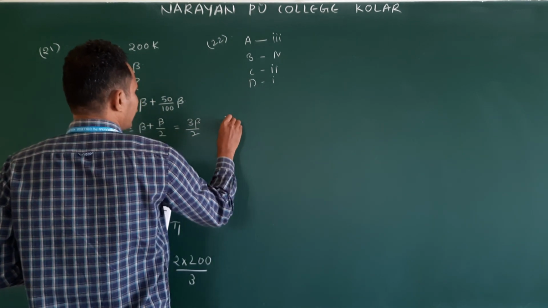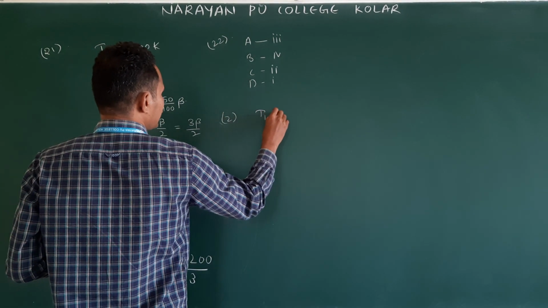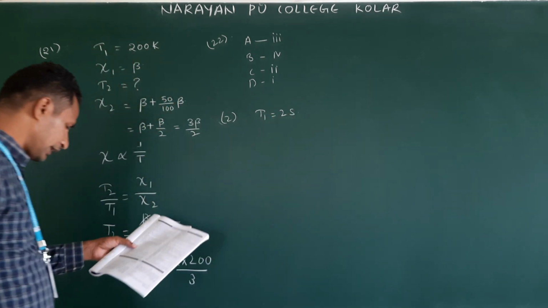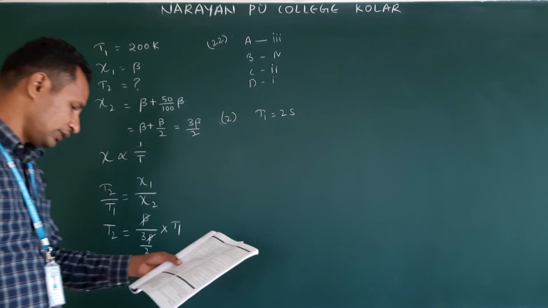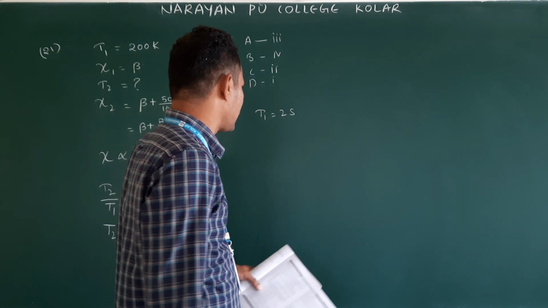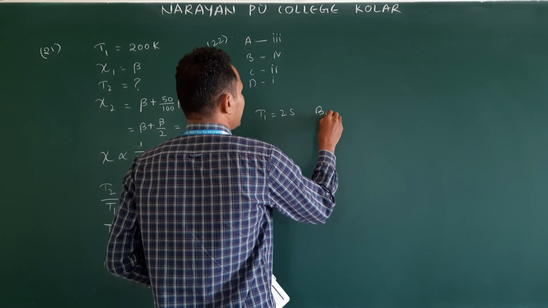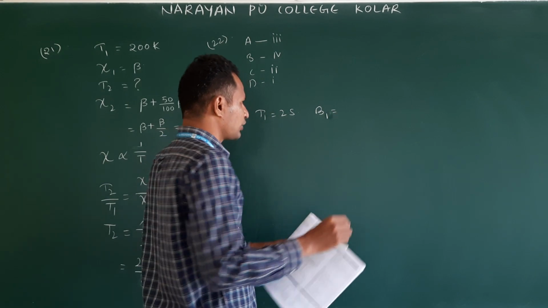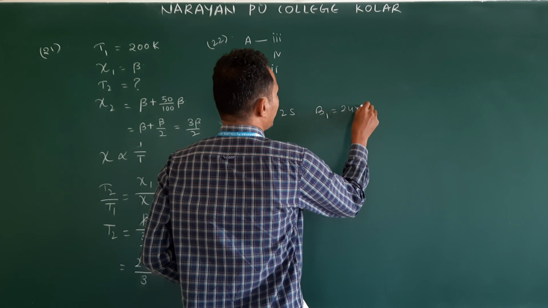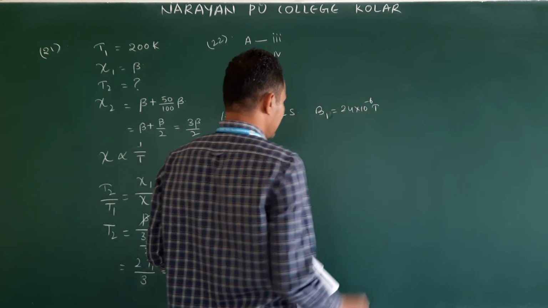Time period T1 is equal to 2 seconds. Earth's magnetic field is 24 microtesla. There, the horizontal component we will take as the direct field B1. What is that? 24 into 10 power minus 6 Tesla.